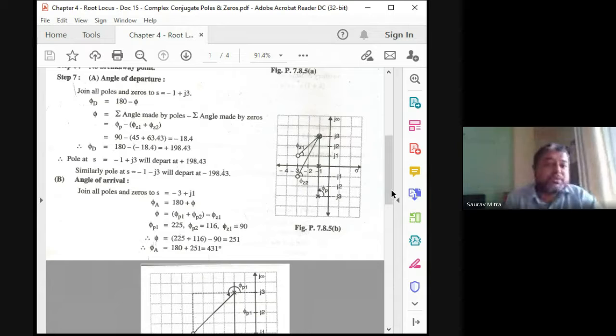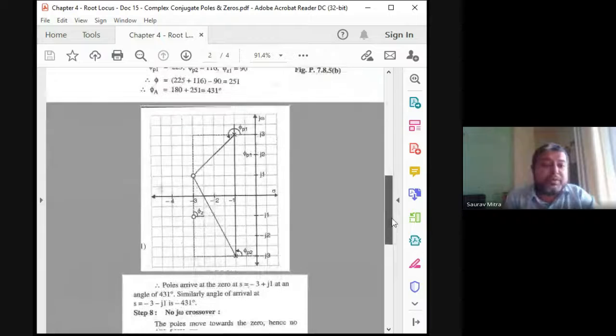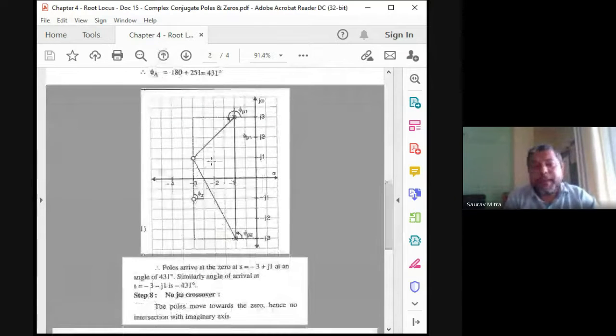And then what we are supposed to find out is the angle of arrival. You have to do the same thing, but in that case you have to use this diagram. So now this is -3 plus j. Now there are two poles and one zero. Whenever you were looking for the departure from the pole, there were two zeros and one pole. But now you are finding the angle of arrival. That means starting from the pole -1 plus 3j, whenever it is entering the zero which is there at -3 plus j, at which angle will it enter this zero? For that we have to find the angle of arrival.